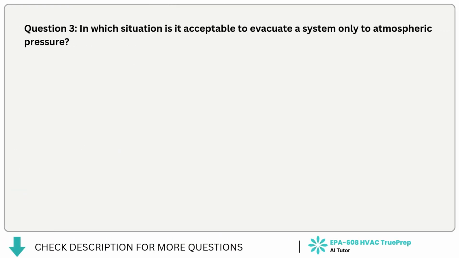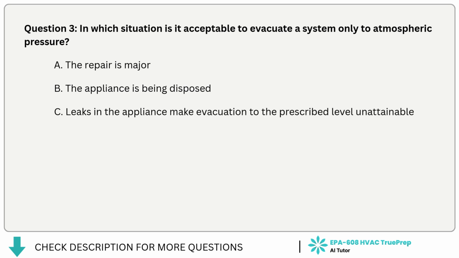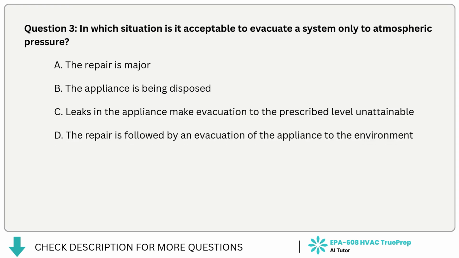Question 3. In which situation is it acceptable to evacuate a system only to atmospheric pressure? A. The repair is major. B. The appliance is being disposed. C. Leaks in the appliance make evacuation to the prescribed level unattainable. D. The repair is followed by an evacuation of the appliance to the environment. The correct answer is C. Leaks in the appliance make evacuation to the prescribed level unattainable.